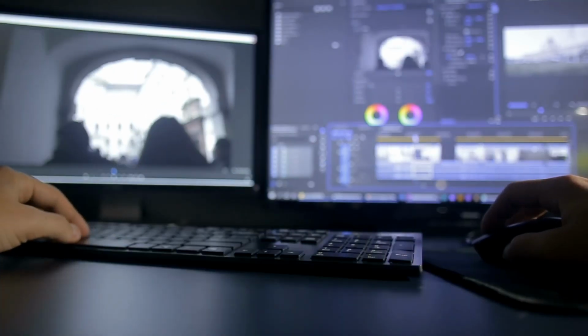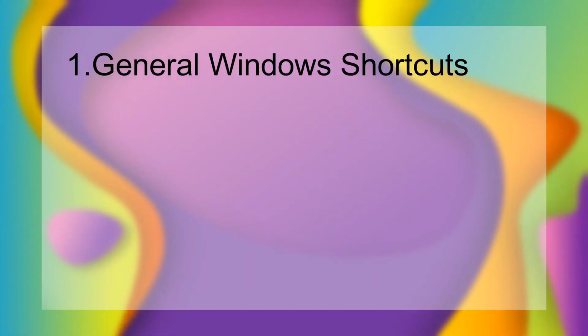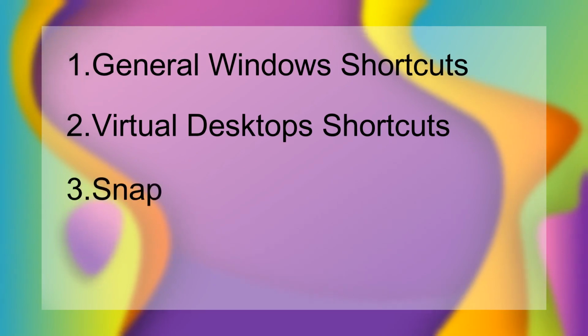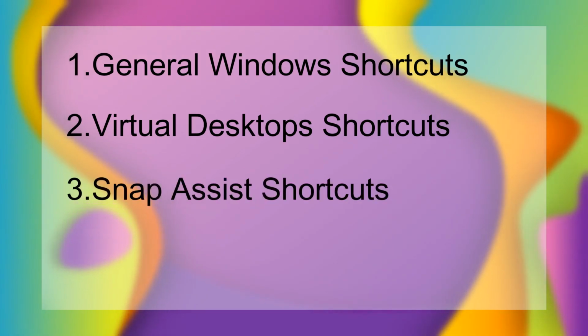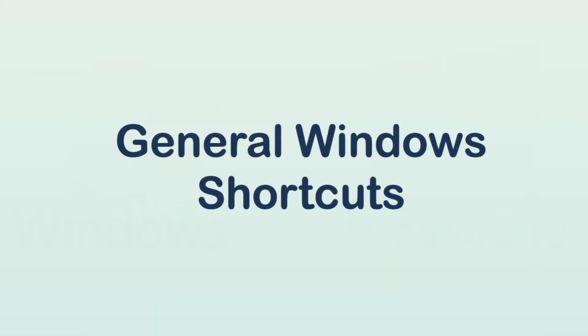Let's divide computer shortcut types into 4 sections. 1. General Windows shortcuts. 2. Virtual desktop shortcuts. 3. Snap Assist shortcuts. 4. Assorted shortcuts. General Windows shortcuts.